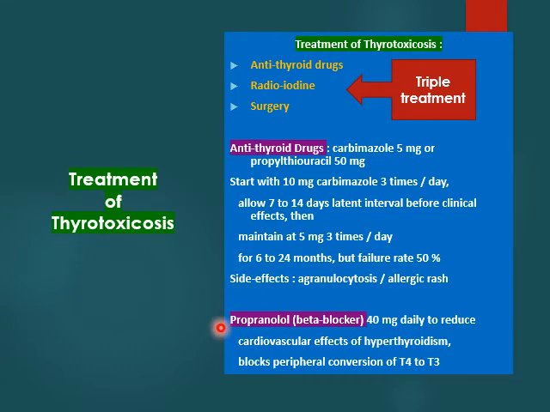The other important group of drugs used in treatment of thyrotoxicosis is propranolol, a beta blocker, normally given 40 milligrams daily to reduce the symptoms, the cardiovascular effects of hyperthyroidism, and this acts by blocking the peripheral conversion of T4 to T3.